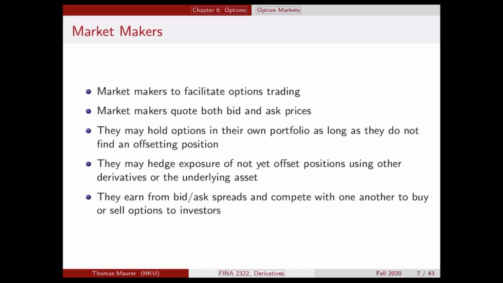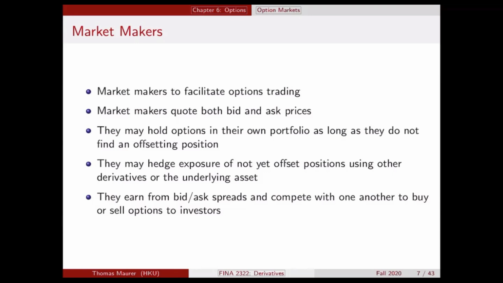In option markets, similar to other derivative markets, we typically see market makers. These are traders who provide liquidity, meaning that they're always available to trade, and therefore it makes it easier for other traders to enter either long or short positions. And these market makers would always quote two prices, a bid and an ask price. Basically the idea is that the market maker is willing to pay less to buy an option than the price they require to sell you an option.